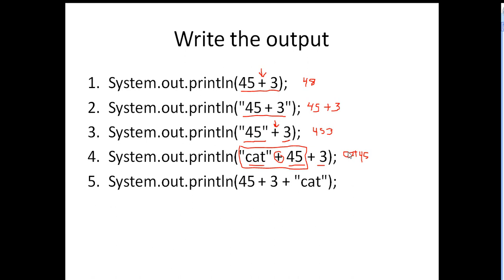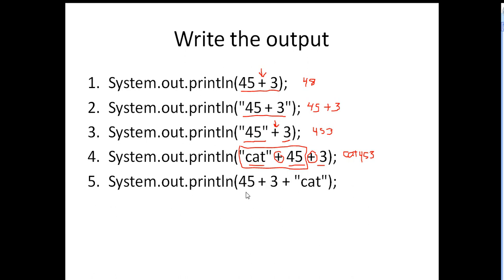So now, of course, obviously cat 45 is a string, and so this plus sign now is a concatenation operator because you can't add a string and a number. So therefore it's going to concatenate or join to what's already there, this 3. So it's going to be cat 453.